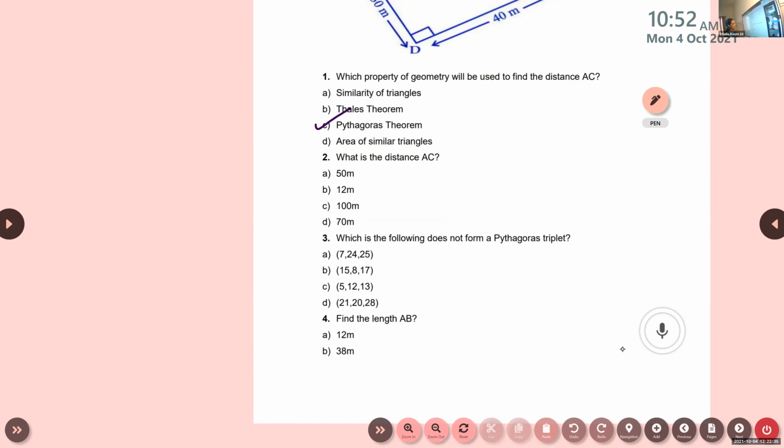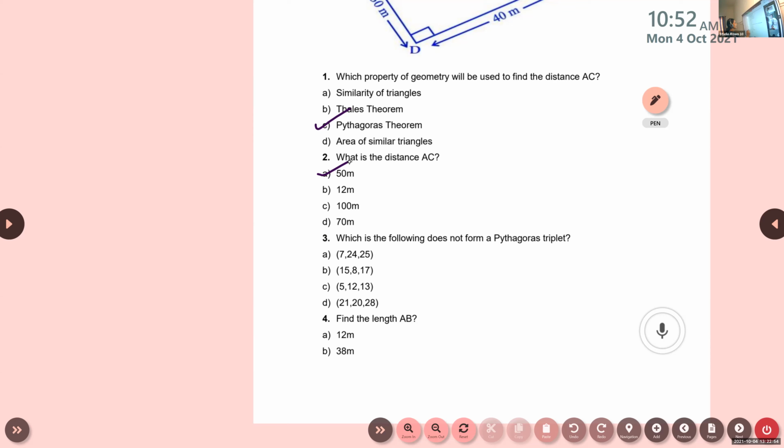Find the distance AC. Meter. 50. Is it correct, John? Yes, ma'am. Using Pythagoras theorem, you'll get it.